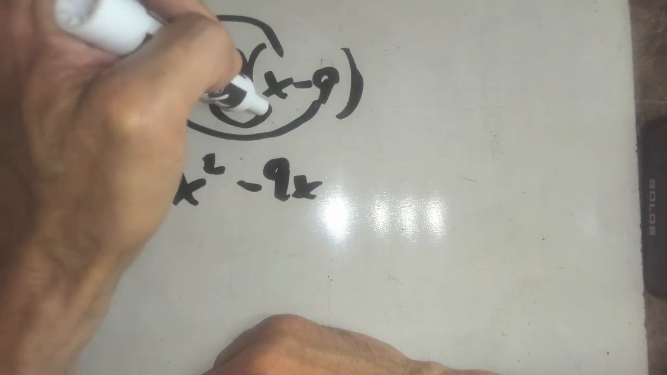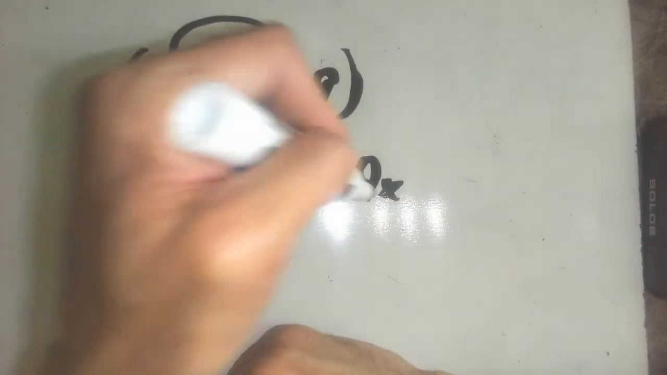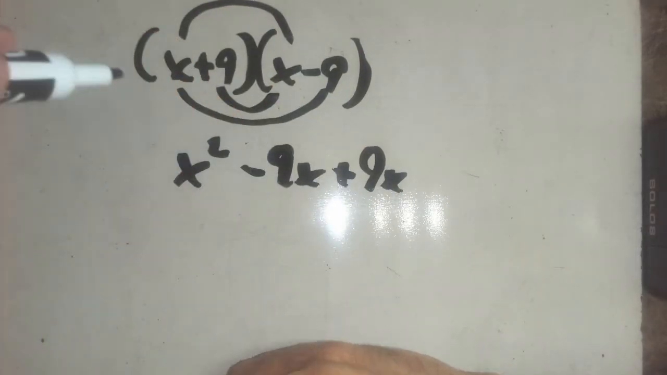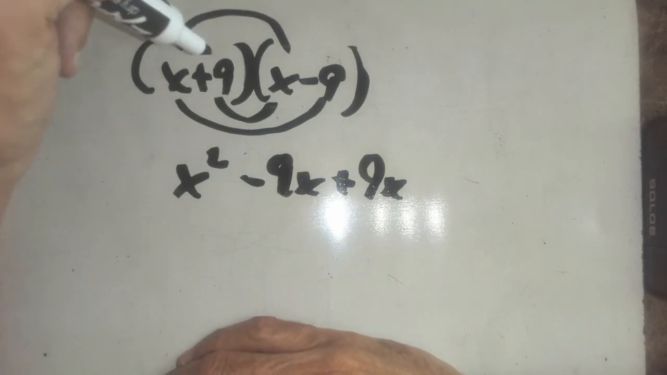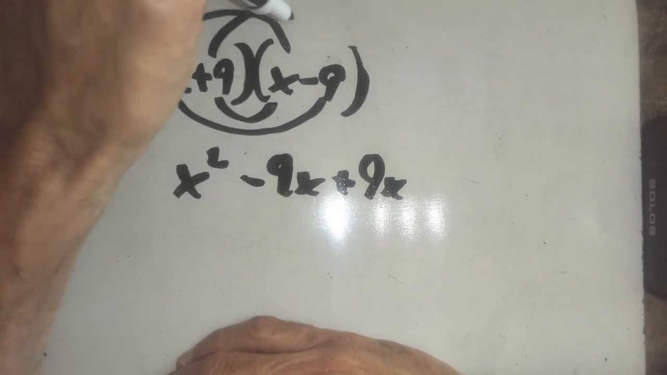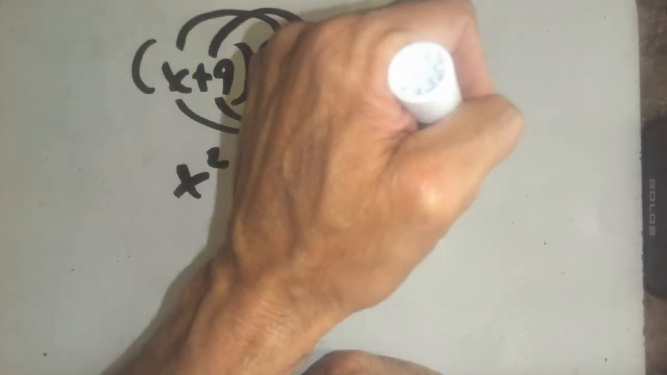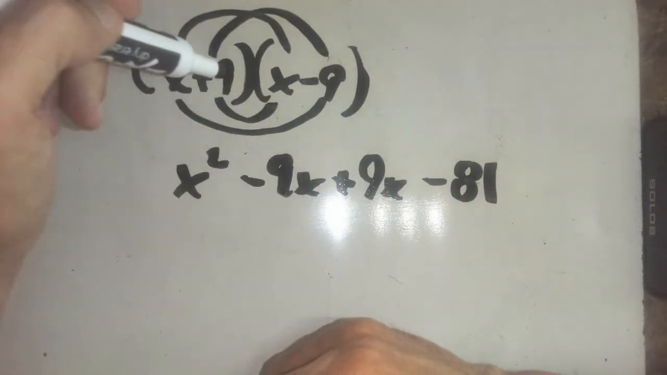On the inner, we're going to get positive 9x. I can just hear some of you in class right now. They cancel, Mr. Purdy. Those will cancel. I love y'all. And then we're going to take 9 times negative 9. I love that. I really miss that. And we're going to get negative 81. I get 18 a lot. People add. Don't. 9 times 9 is 81.